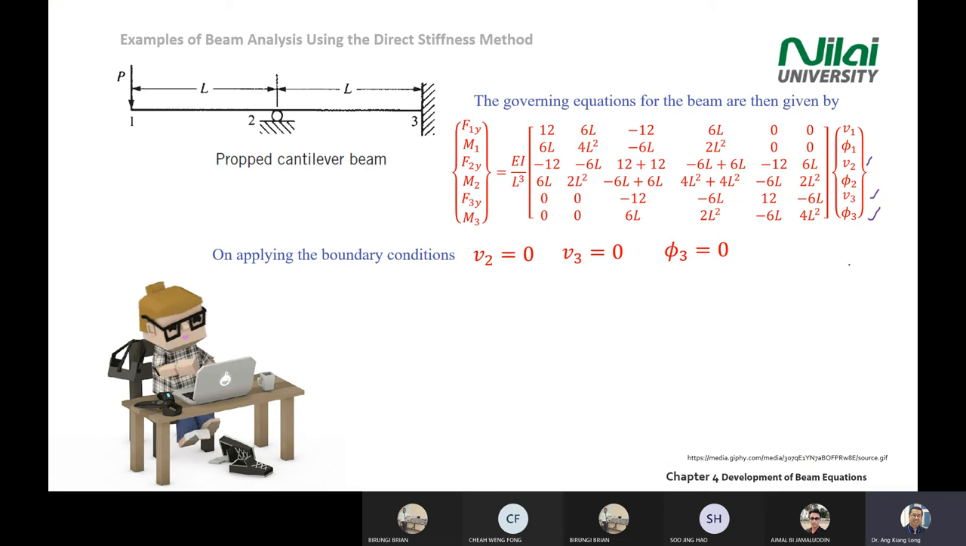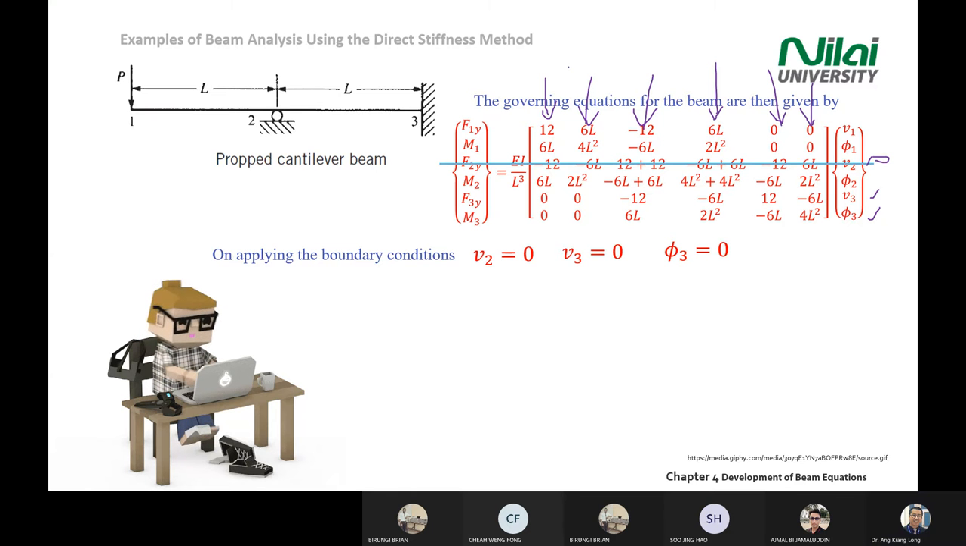Okay, I do the step for you. You see the blue line? I close this one because V2 is 0. So which column should I close? Which one refers to V2? Brian, which column here? Maybe I use a small alphabet: A, B, C, D, E, F. Which column refers to V2?